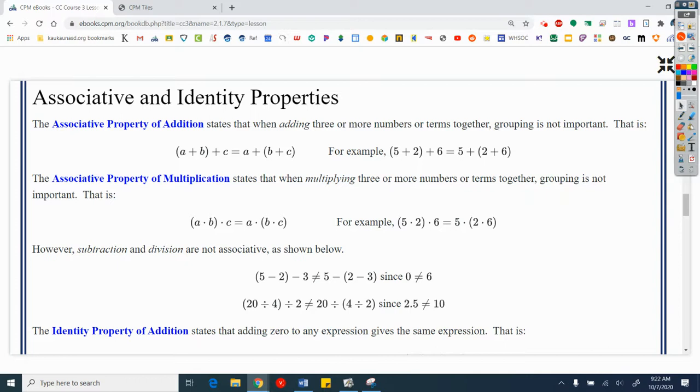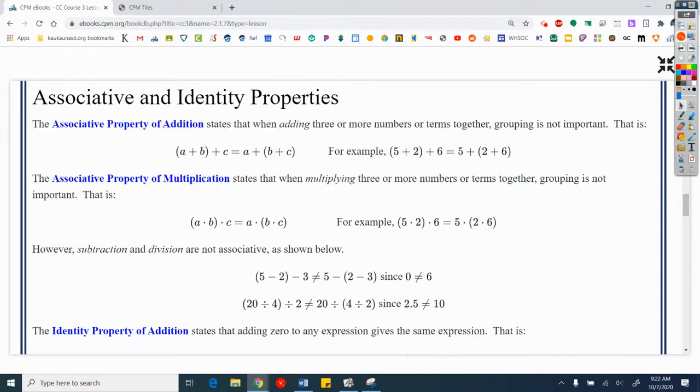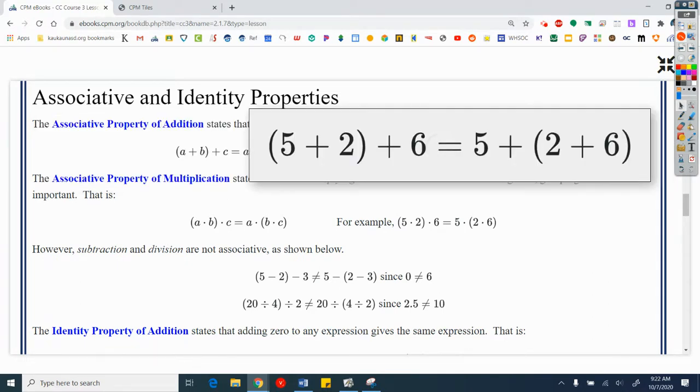And here's an example, right? If I add A and then B and then C, it's the same as adding B and C first and then adding A next. You can take a look at it here. 5 plus 2 is 7. Plus 6, we get 13. 2 plus 6 is 8. 5 plus 8 is 13. You can see there that the order does not matter.